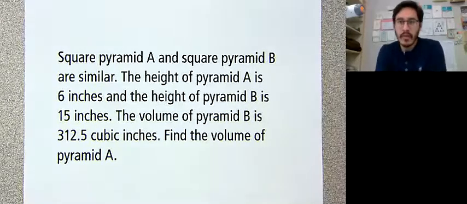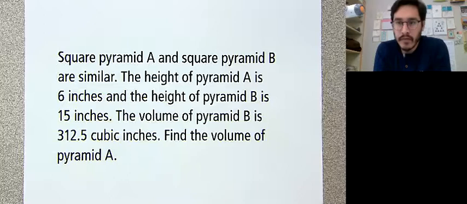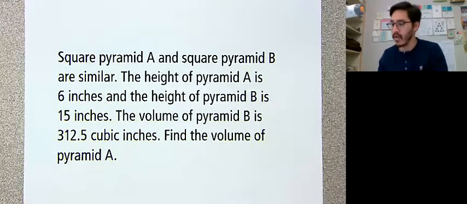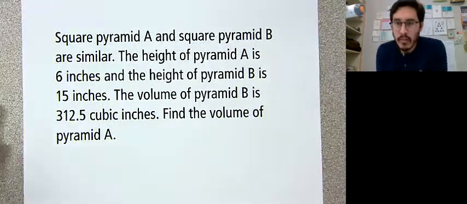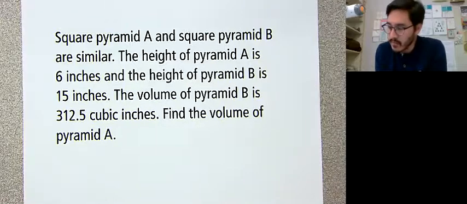All right, so the last two videos we did had to do with volumes of pyramids. And now we're going to look at pyramids that are similar. One way to think about similarity is that there's some scale factor that would apply to the dimensions of the object, in this case, a solid pyramid. So that's how we're going to approach this problem in terms of scale factors.